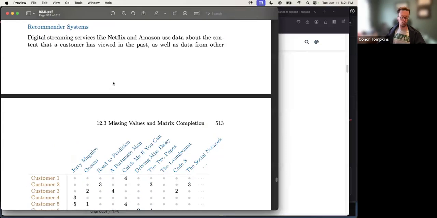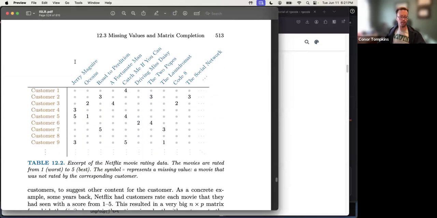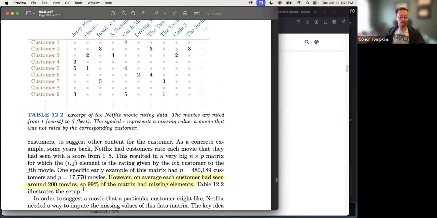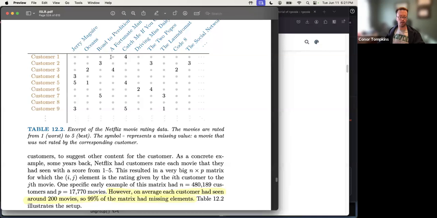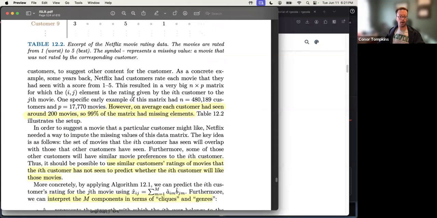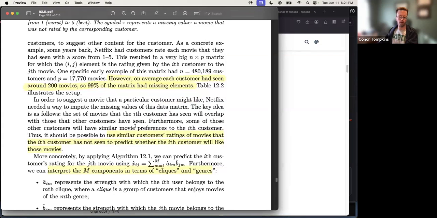So recommendation systems, they go through one implementation here. So you have a matrix of the customer and the rating that they gave for a movie, and each movie has a column. It's a big matrix, but on average, each customer only sees around 200 movies, so most of it is going to be missing. But you can use PCA on these columns, and then impute the missing ratings for all the movies that the customer didn't watch.